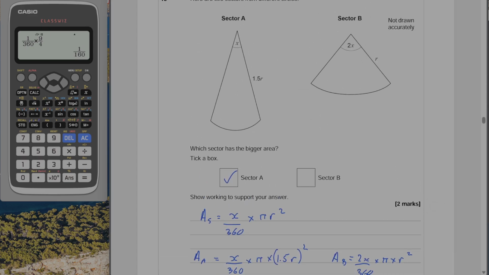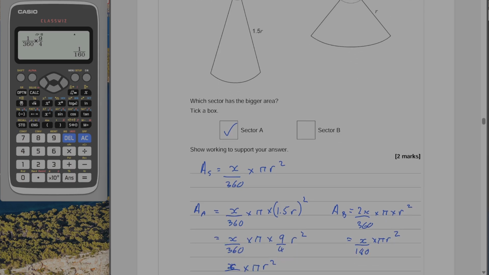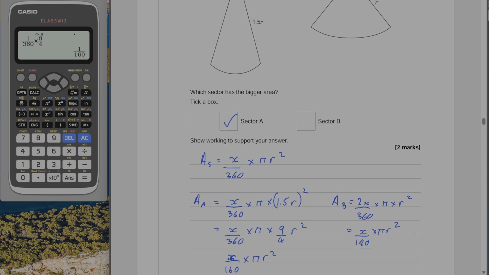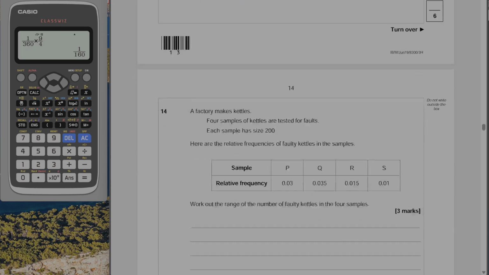So what I've said is sector sizes was my first key thing. Sector size is going to be x over 360 times pi r squared for the first one. That would be 1.5 the radius squared. 1.5 squared, 1.5 is 3 over 2. So square that becomes 9 over 4, and that cancels to x over 160. When I did the same for the second one, it simplified to x over 180, and then that told me that sector A was the bigger. Right, back to this question.